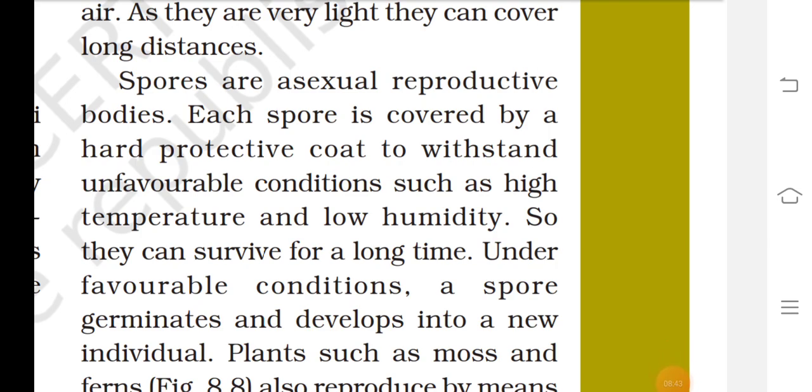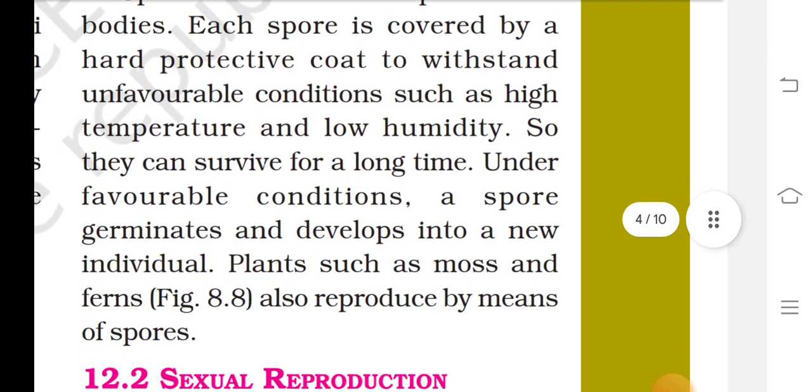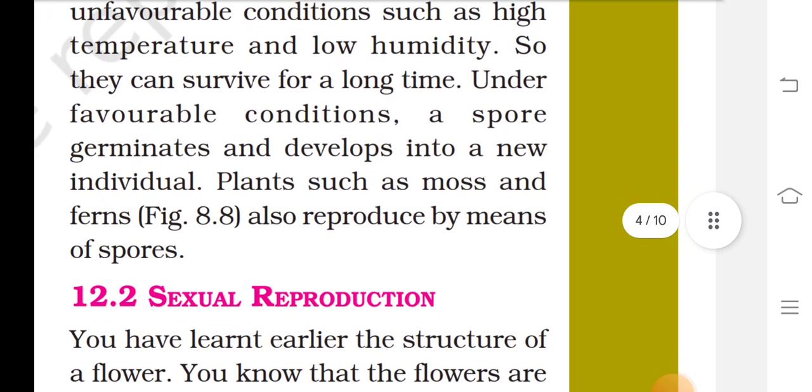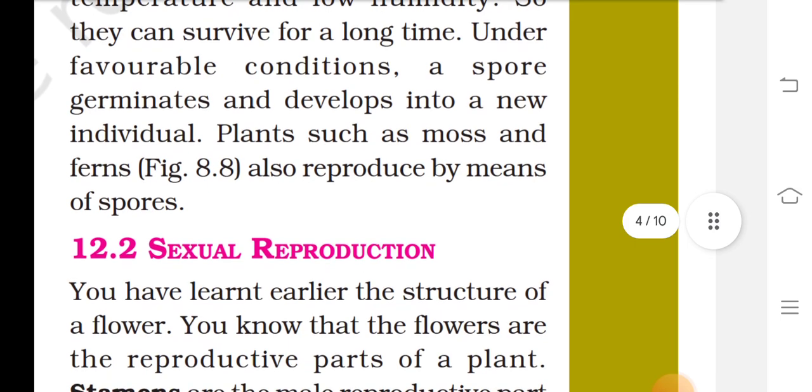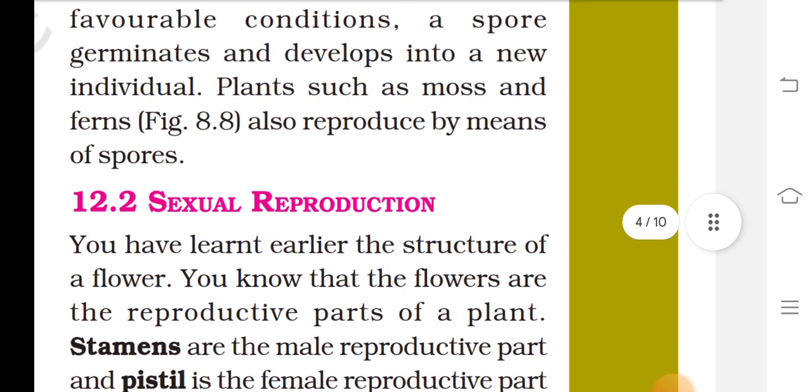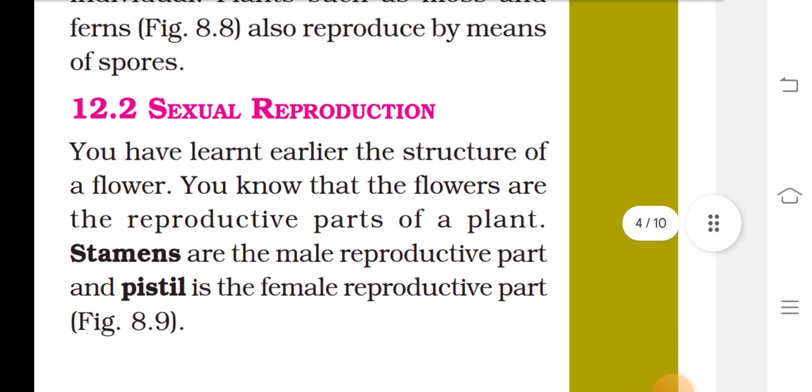Spores are asexual reproductive bodies. Each spore is covered by a hard protective coat to withstand unfavorable conditions such as high temperature and low humidity, so they can survive for a long time. Under favorable conditions, a spore germinates and develops into a new individual. Plants such as moss and fern also reproduce by means of spores.